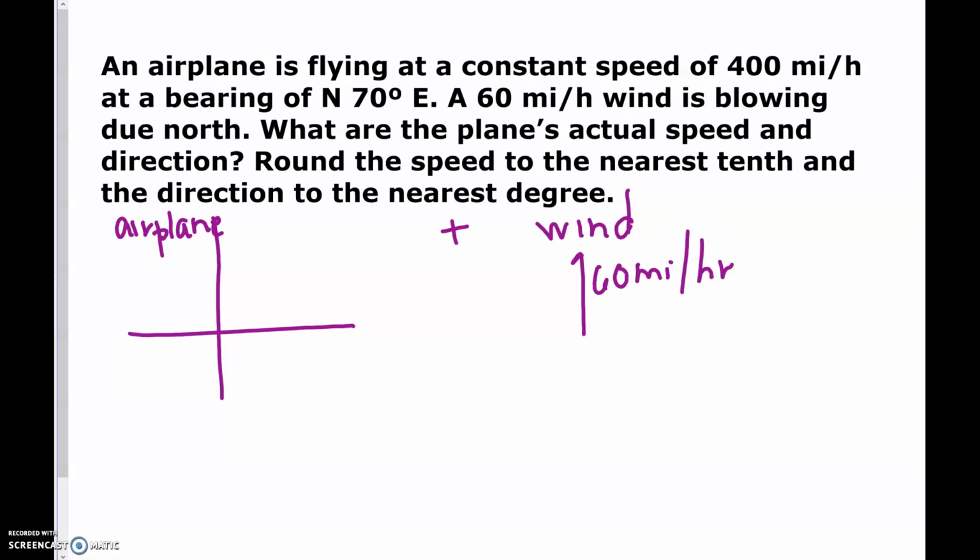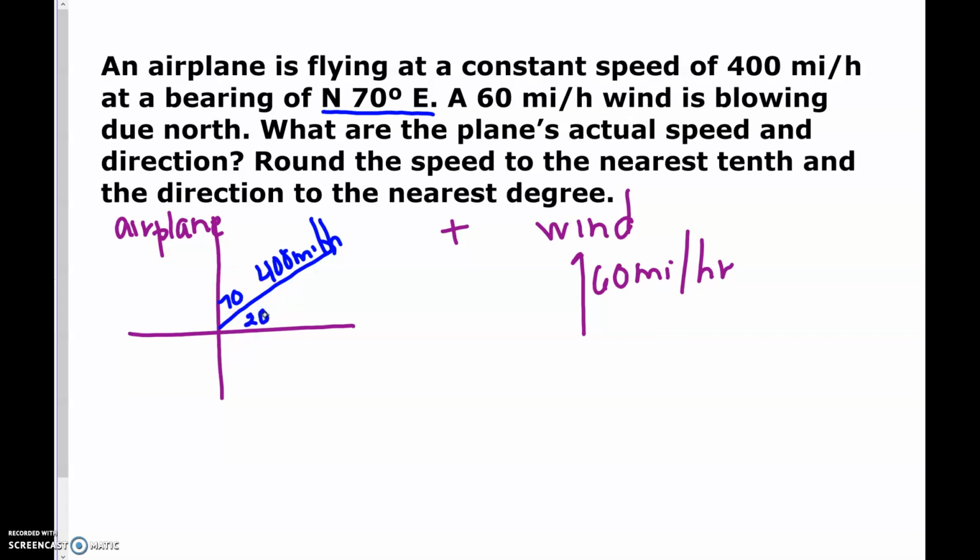So now we have to go in here and find the plane. The plane is flying at a vector, and they tell us that this is going 400, what was it, miles per hour. And they tell us that this degree right here, they're saying north 70 degrees east. So this is a 70-degree angle. Now we know that this is a right triangle in here. So if that's 70, we know this is 20.